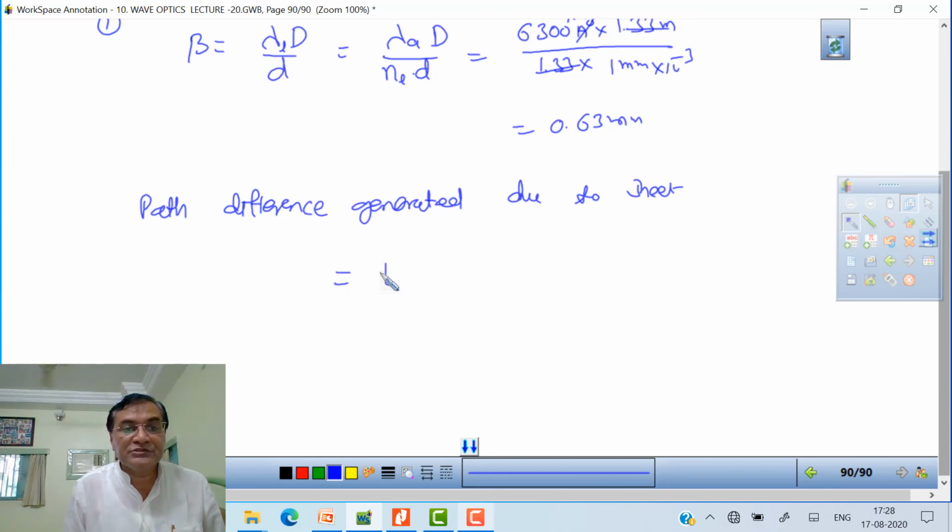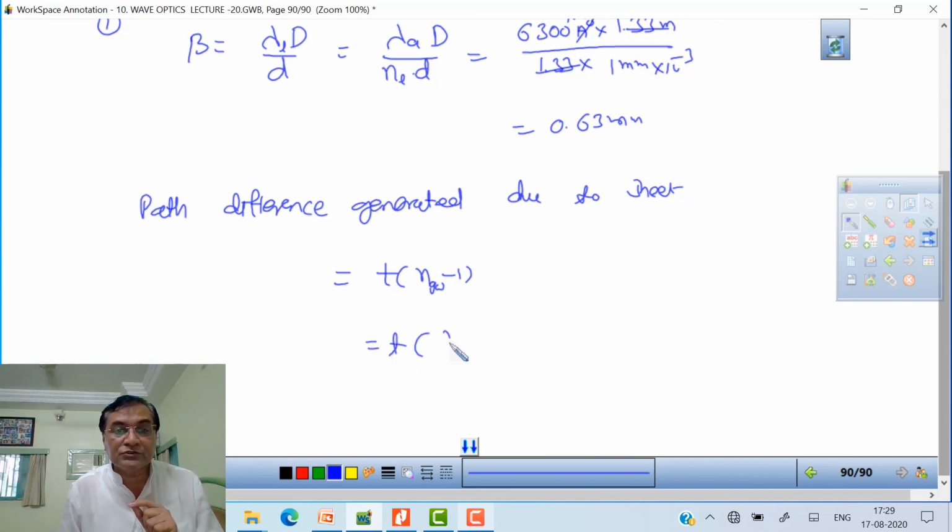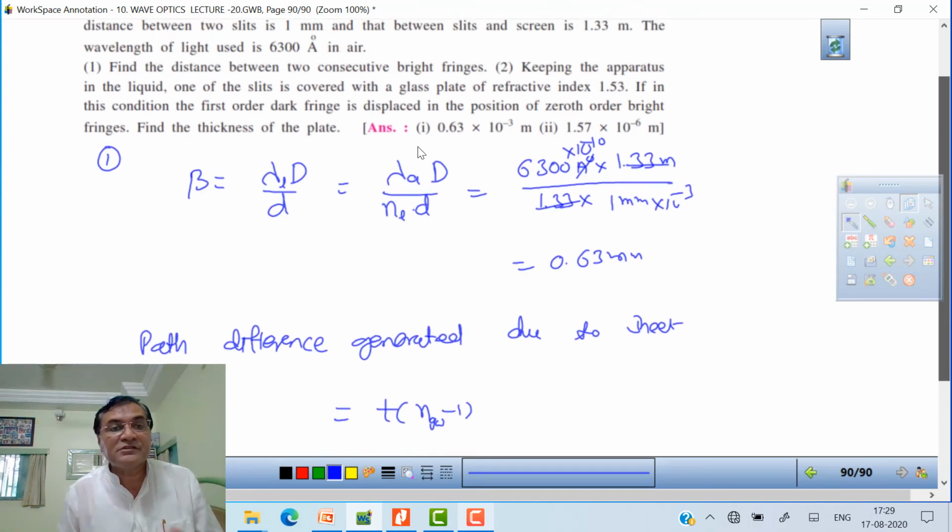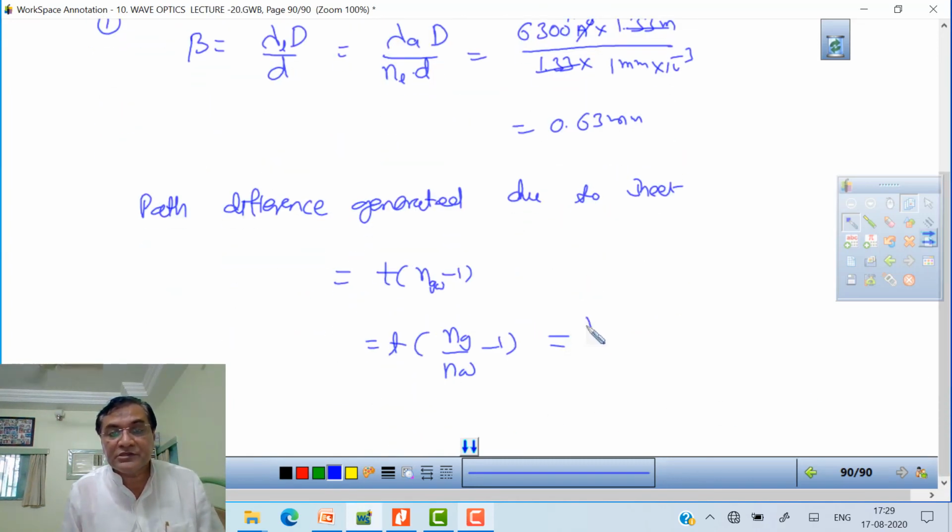So this, as you saw, is nothing but thickness into n minus 1 if it is placed in air. But if it is placed in water, then I have to use the relative refractive index, glass with respect to water. So t times (Ng upon Nw minus 1). This is the path difference because of that. How much is it? The first dark is displaced to the center one. It means lambda by 2. Again, which lambda? It is already in the liquid, so I have to use lambda in liquid. It means lambda in air divided by refractive index of the water, and here it is divided by 2.